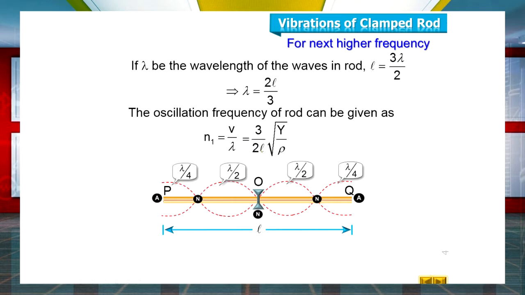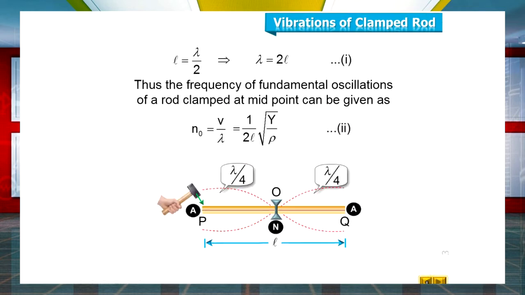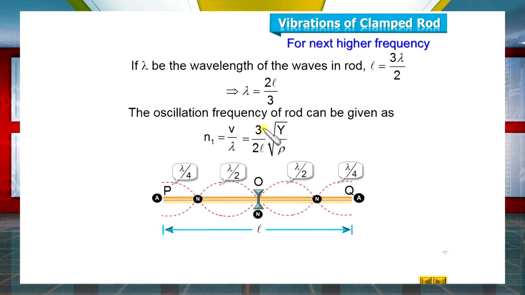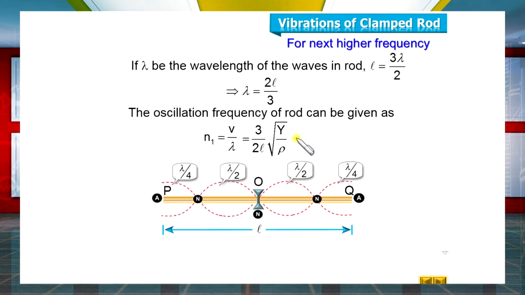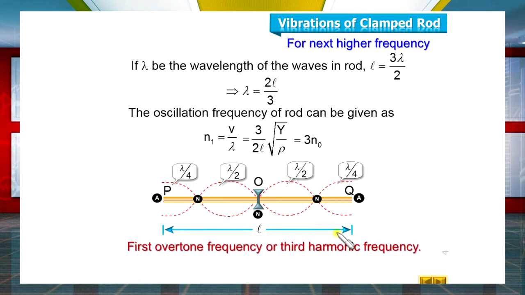We can observe here, in case of the fundamental tone or fundamental mode of oscillation or frequency, this is N naught equal to 1 divided by 2L under root Y divided by rho, and this N1 is equal to 3 divided by 2L under root Y divided by rho. This is 3 times the fundamental frequency. So here we can write this equal to 3 multiplied by N naught. Okay, this frequency is called the first overtone frequency, and here it is 3, so this is called the third harmonic frequency.